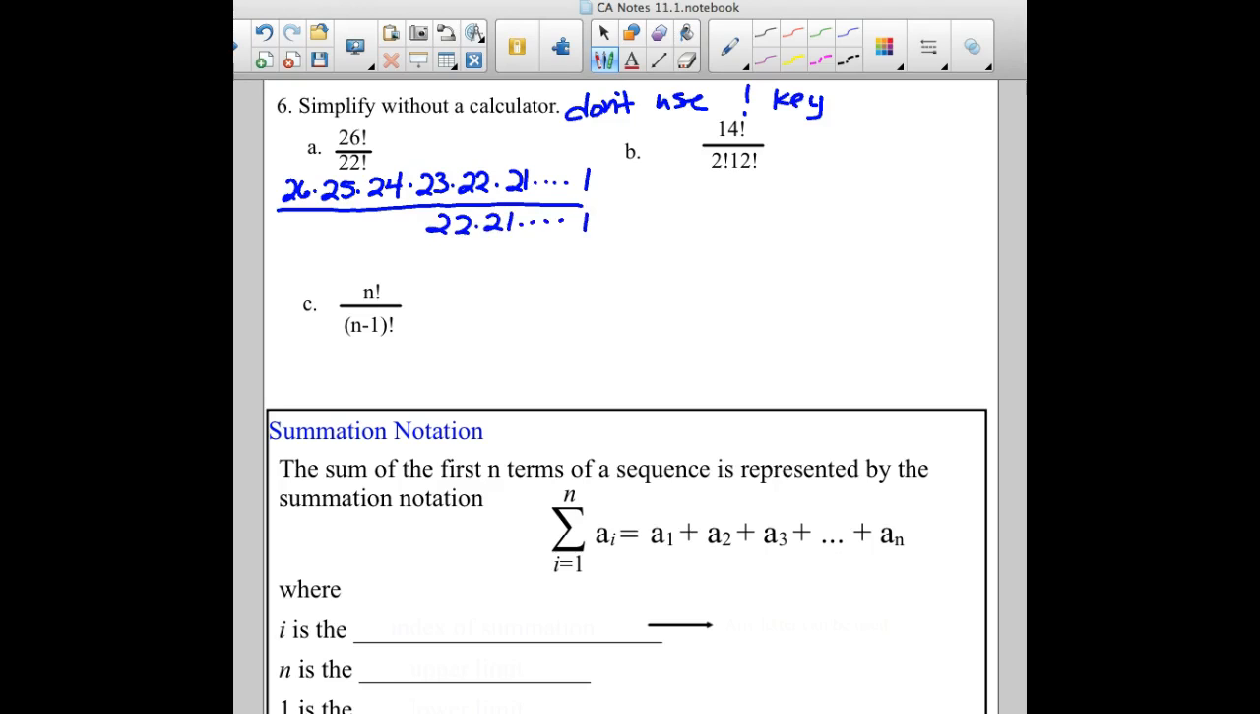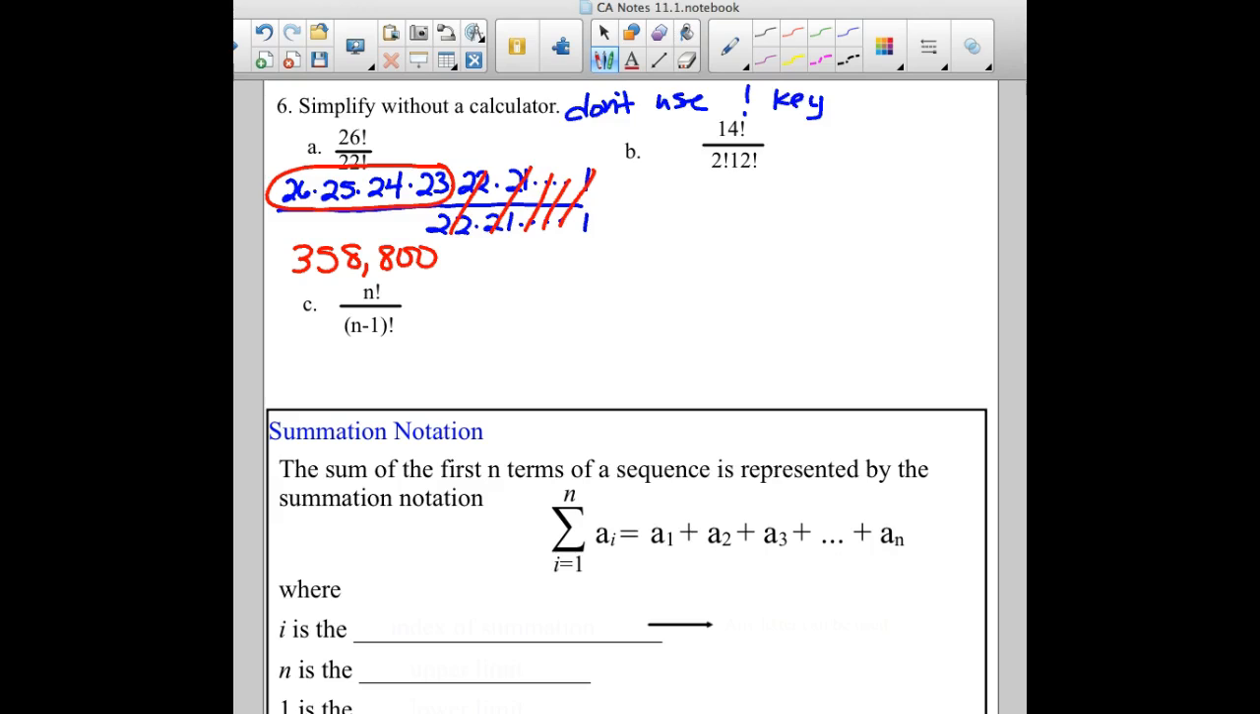And so most of this is going to cancel out. Your 22s will cancel out, your 21s, everything down to those 1s. So what we really are doing is we are just taking 26 times 25 times 24 times 23. And you can use your calculator to do that part. You should end up with 358,800.